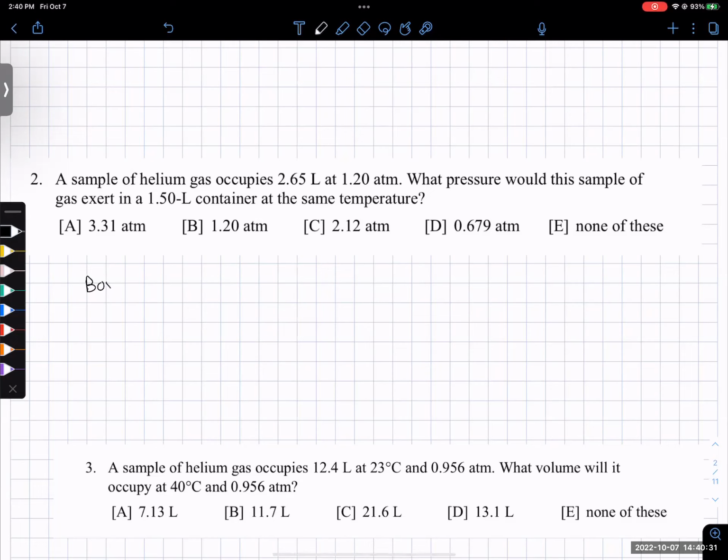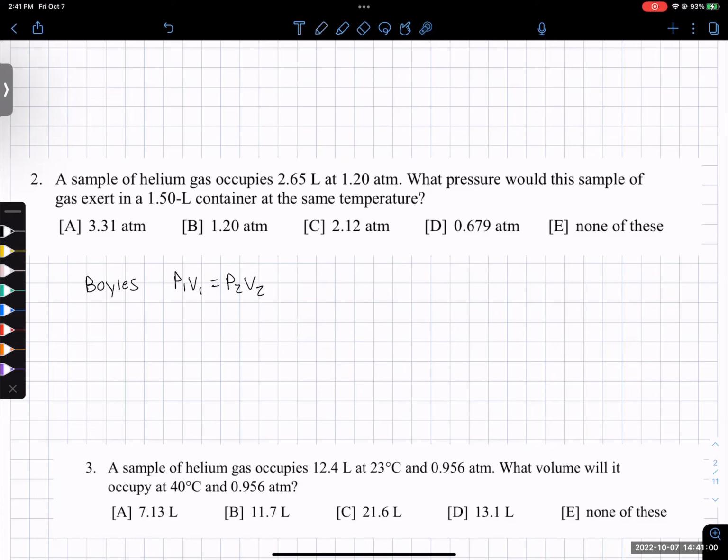All right, so Boyle's law is P1V1 equals P2V2. Are pressure and volume directly or inversely proportional to each other? Inverse. Okay, and why?